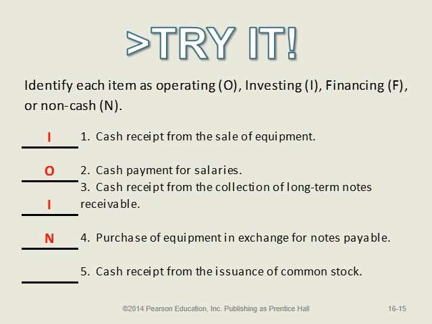And then finally, we have cash receipt from the issuance of common stock. Again, we said that when we issue our own common stock, this is an example of a financing activity where we're generating capital. So you would put an F there.